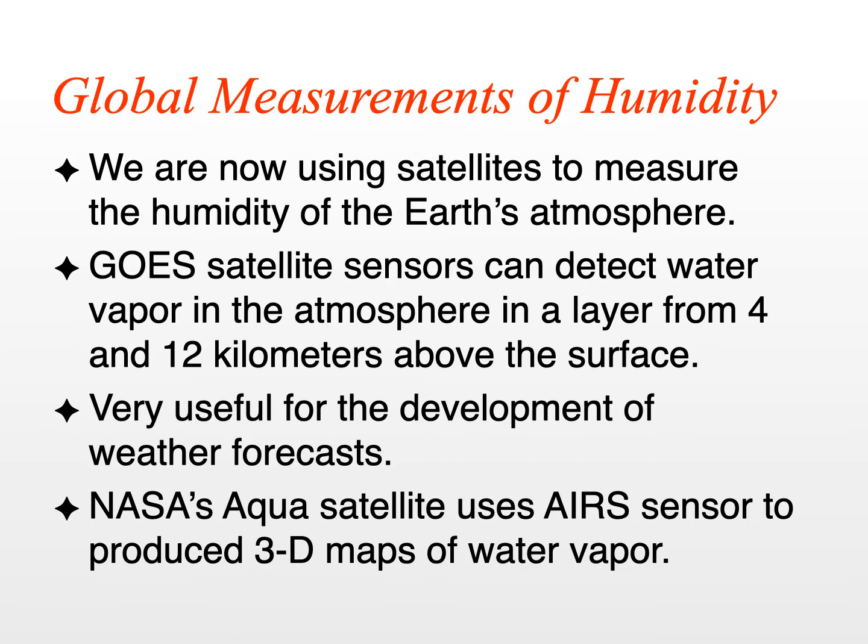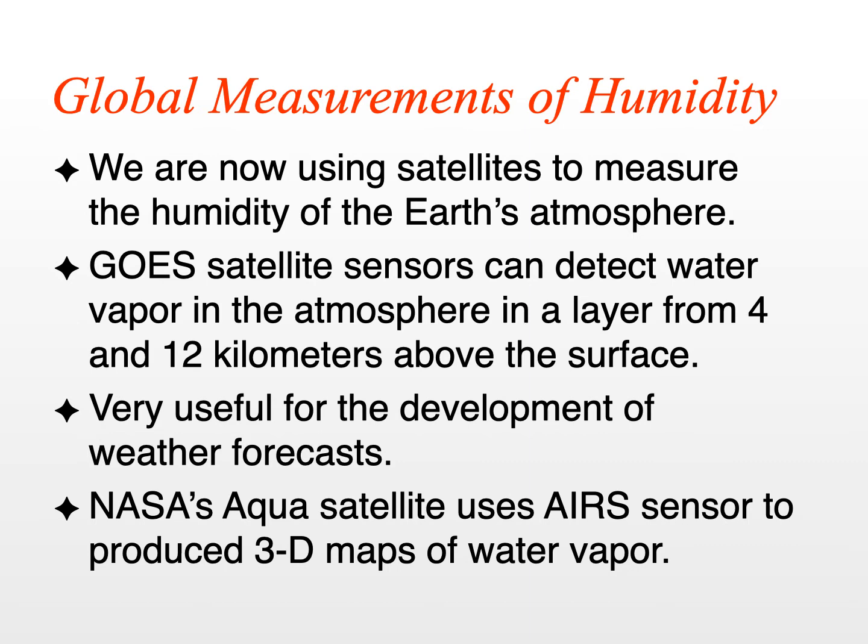In the last 2 decades, satellites have been playing an important role in measuring humidity in the Earth's atmosphere, and this is important for weather forecasting. The GOES satellite has sensors that can detect water vapor in the atmosphere, and it detects it in a layer from 4 kilometers to 12 kilometers above the Earth's surface. This information is very useful in the development of weather forecasts.